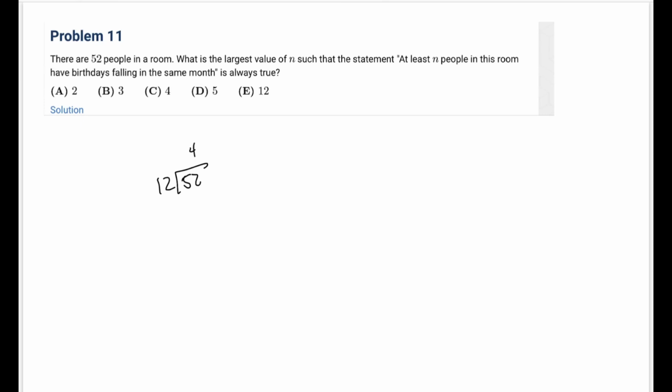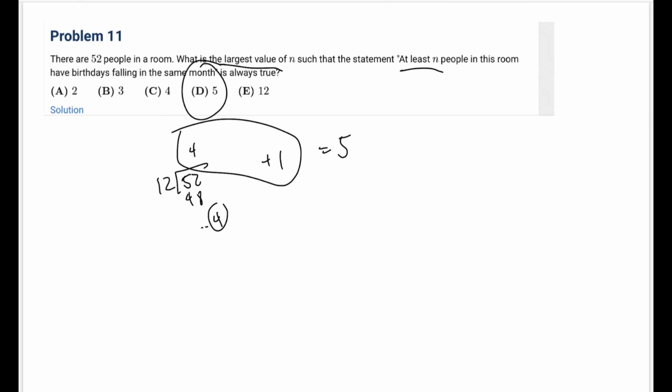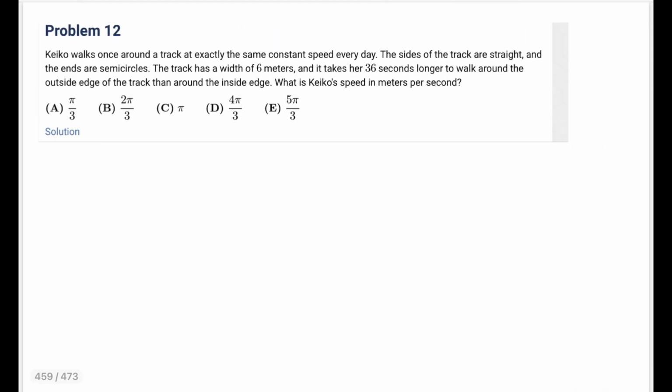4 and 48, right? And then we have 4 left over, and so those 4 would have to have a month in one of the 12 months, right? So their birthday would be in one of the 12 months, so they would be 5, right? So it's 4 plus 1 equals 5, and so the largest value of n such that at least n people in this room have birthdays falling in the same month, that would be 5. The answer is D. Number 12, Keiko walks once around the track exactly the same constant speed every day.